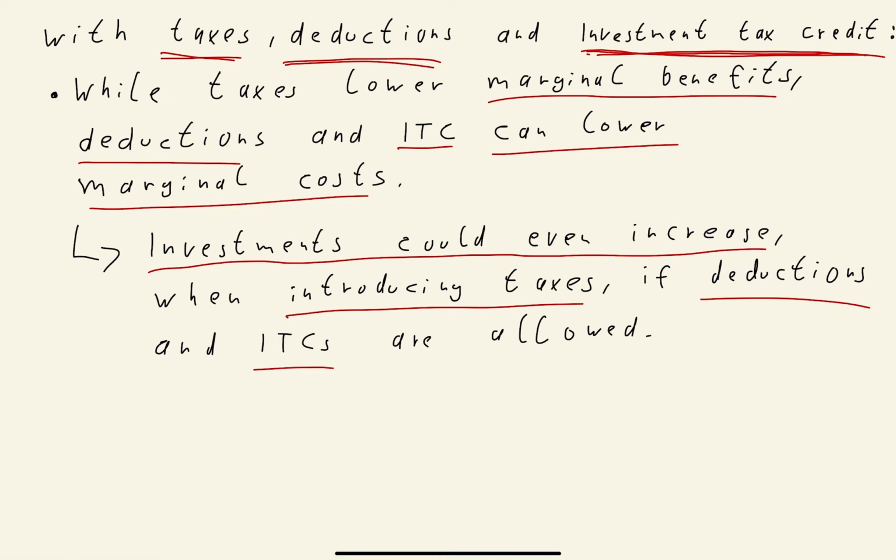So as a consequence, what could happen is that even if we introduce taxes, the investments could increase if we allow for deductions and the possibility of firms receiving an investment tax credit.